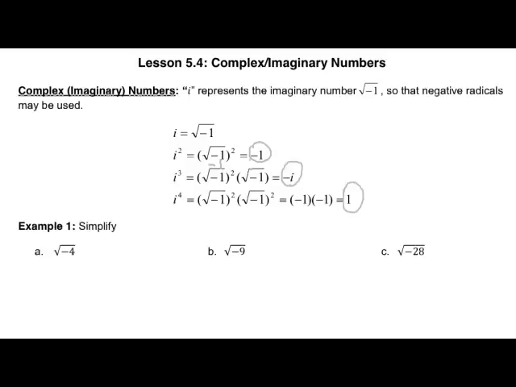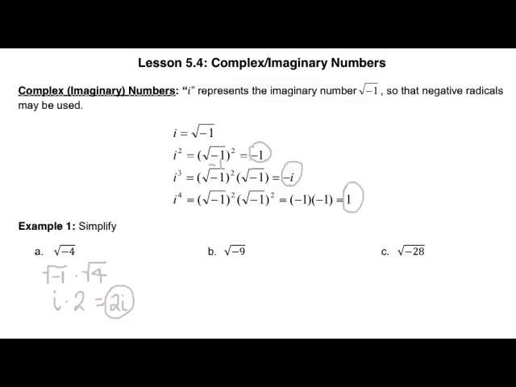Now for example 1, we are simplifying radicals with i's or with negative square roots. So if you think back to your multiplication rule for square roots, or for roots, we can split this into the square root of -1 times the square root of 4, because we know that -1 times 4 is -4. We know that the square root of -1 is i, so we can just rewrite that as i. We know that the square root of 4 is 2, so this is i times 2, which we write as 2i. So the square root of -4 is 2i.